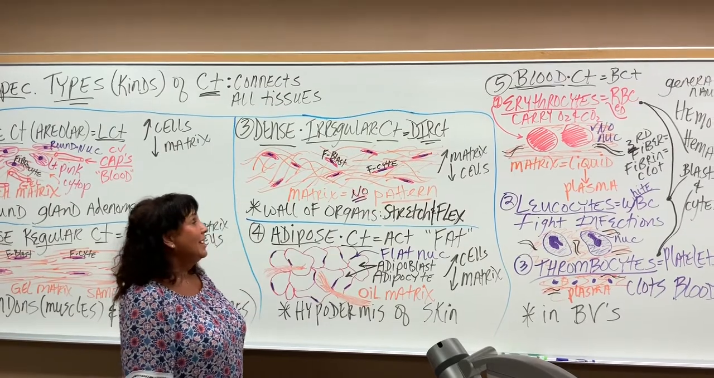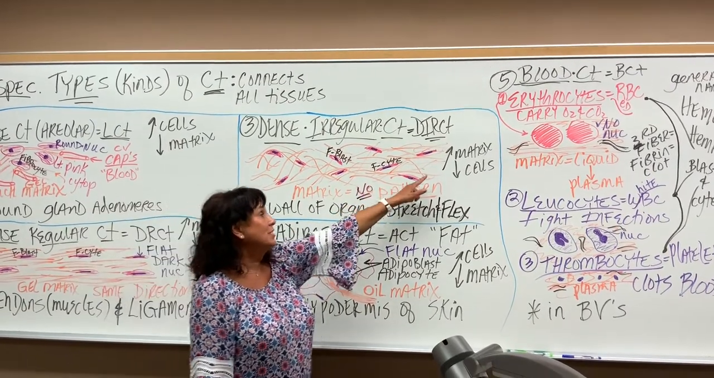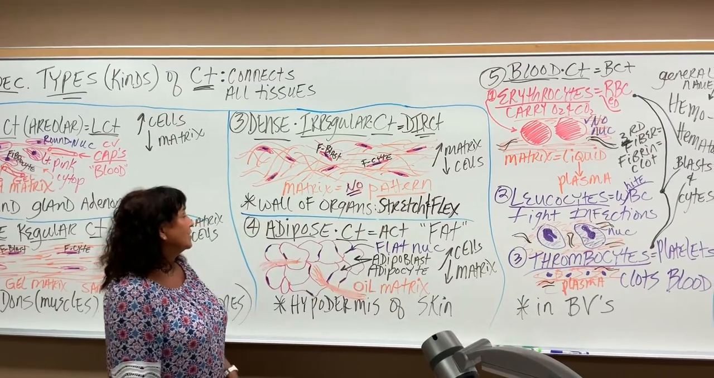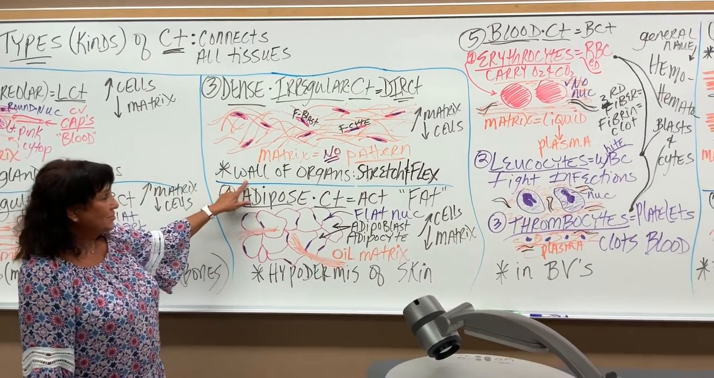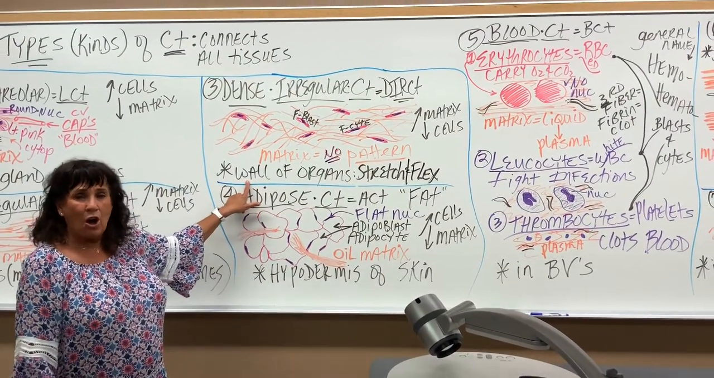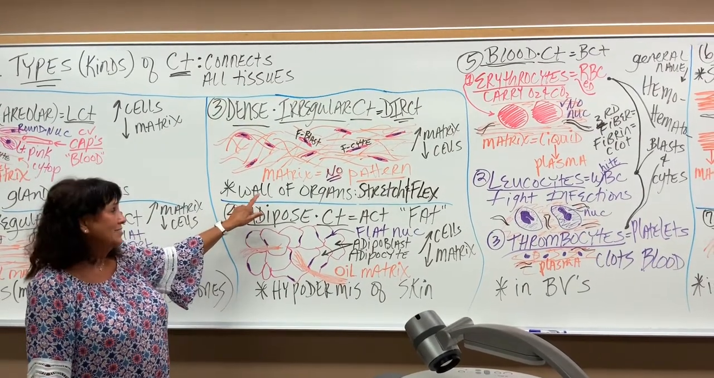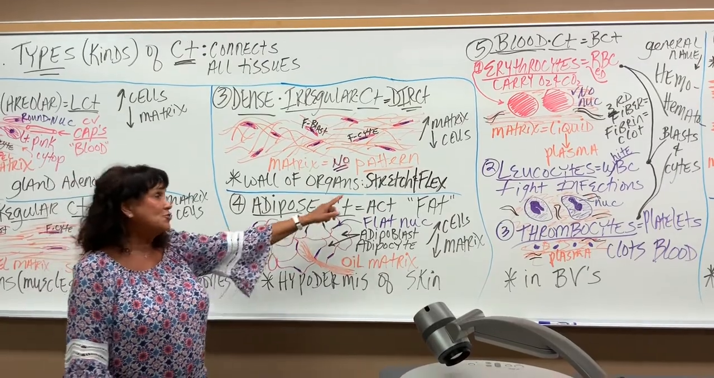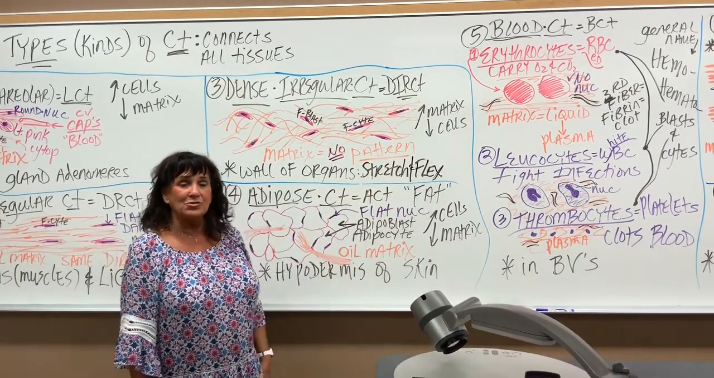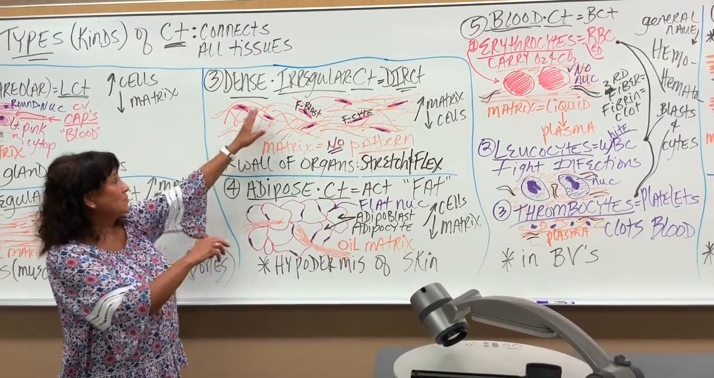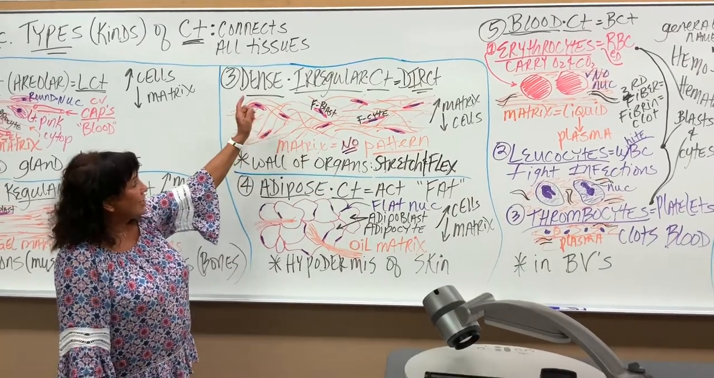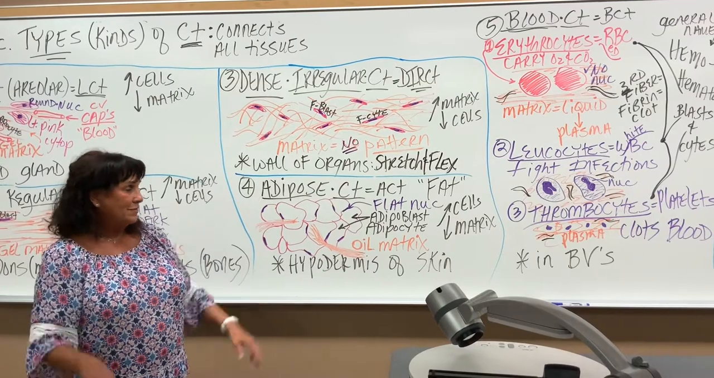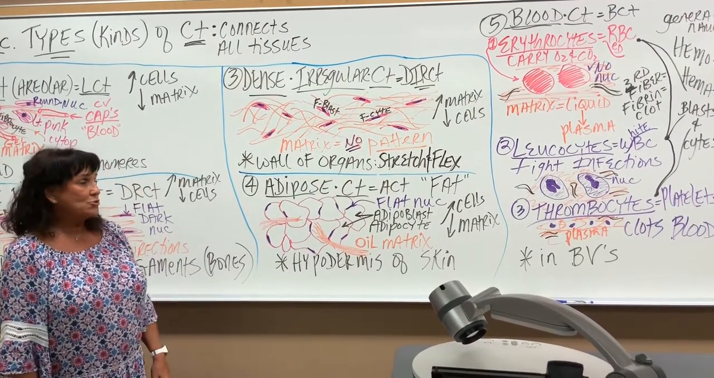D-I-R-C-T, okay? And so it has high matrix, lots of matrix, low cells, not many cells in it. And where do you find this? Oh, basically in the wall of all organs. Every organ has dense irregular in it. And basically it's for stretch and flexibility, right? Stretch and flex. And so that's why the fibers and the matrix are going every which way. So it gives it lots of ability to change directions.